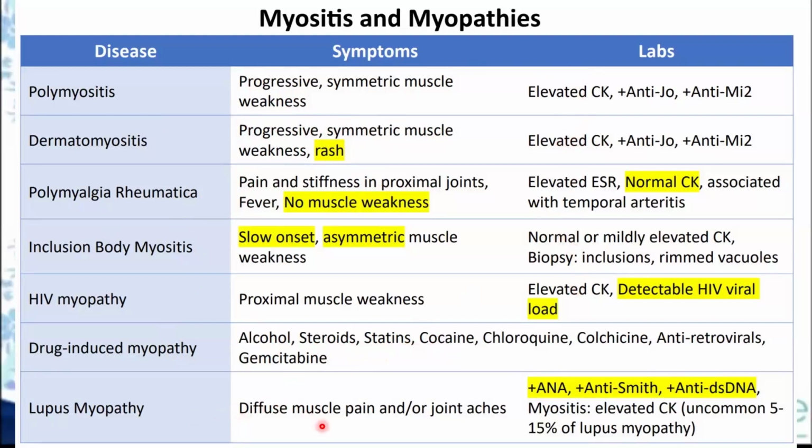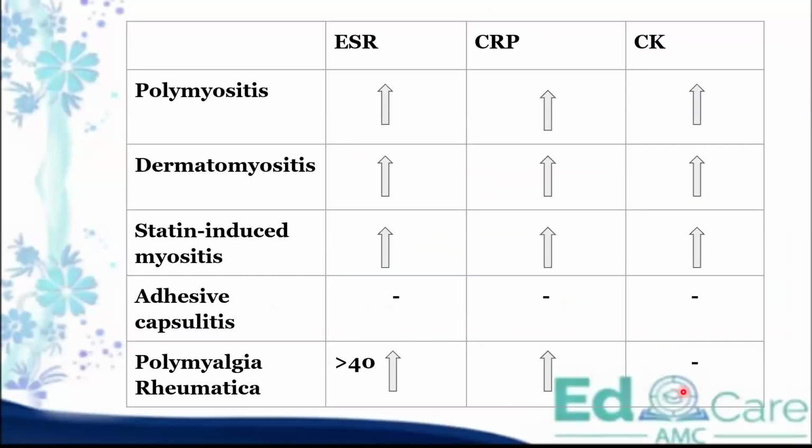Lupus myopathy, here you will get one of these tests positive, right? ANA, anti-Smith, anti-dsDNA, right? So, just remember these differentiating points. And I will just show how to differentiate between drug-induced and the rest of it. So statin-induced means drug-induced, right? So what are the investigations they do? ESR, CRP, and creatine kinase. So I think we did this in that first lecture as well. I showed you this table.